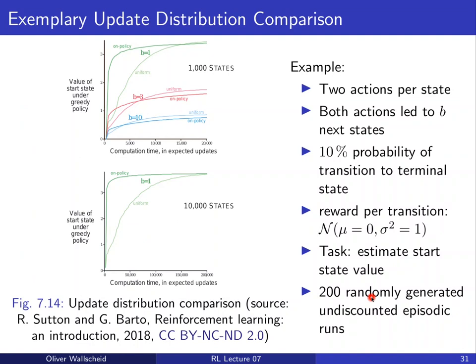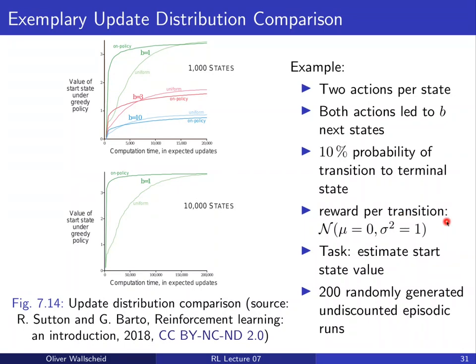If we compare these, let's say, two basic ideas, one being the uniform update, so Dyna-Q based updates, compared to the on-policy updates, in two cases. One case is for 1,000 states and the other case is for 10,000 states, where in every state, so it's again a very artificial numerical example here, there are just two actions. Both actions lead to B next states, so B is again a branching factor, and for every state transition there is a 10% likelihood that this will by chance lead to a terminal state.